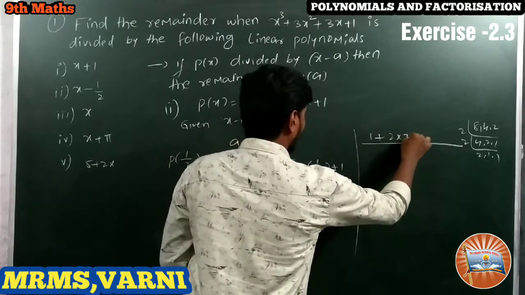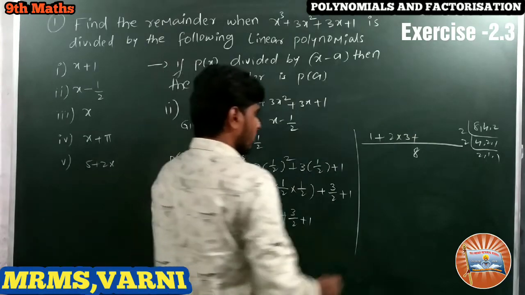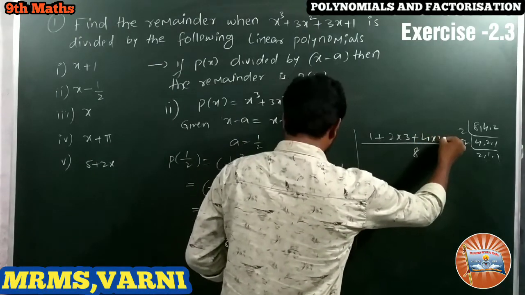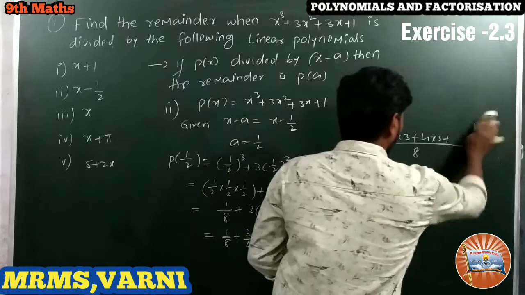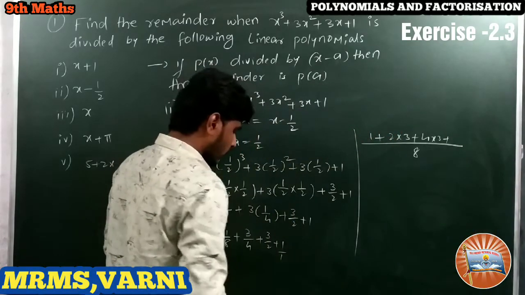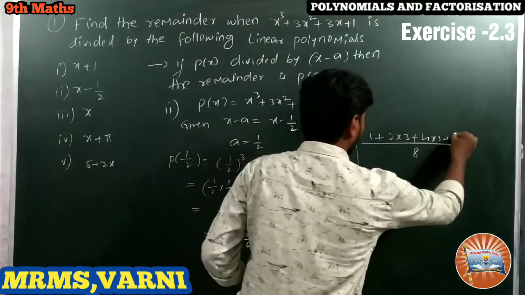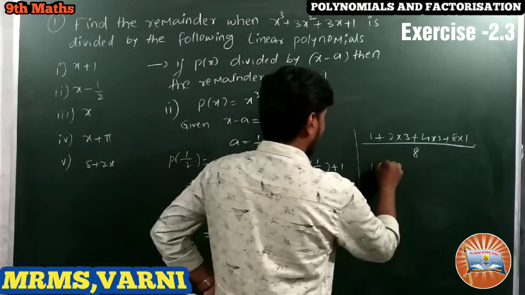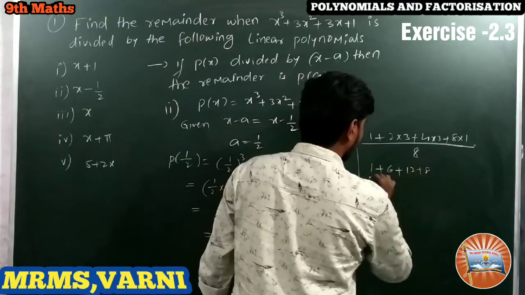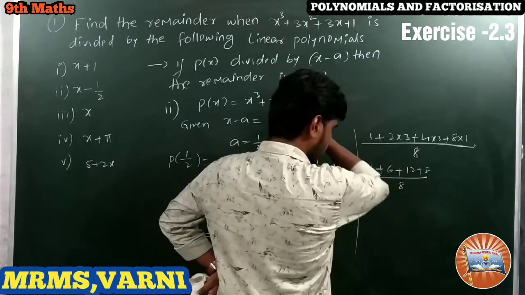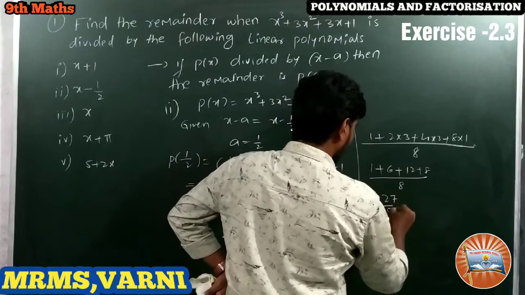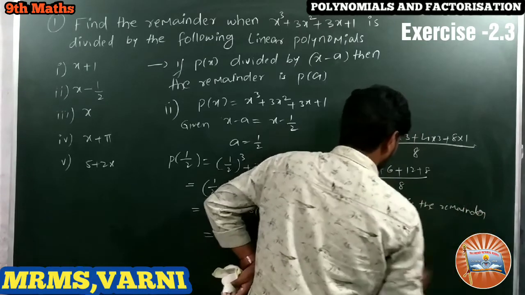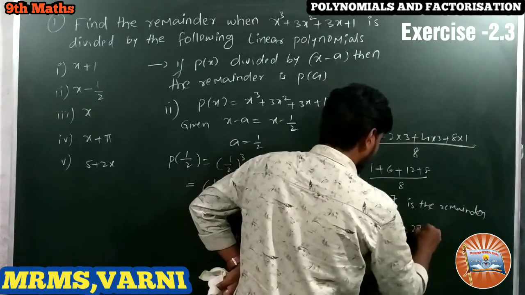2 into 3 numerator 3, plus. In 2 table, 8 comes at 4 times. So 4 into 3, plus it is 1. Okay. So in 1 table, 8 comes at 8 times. That 8 into numerator 1. Okay. Now 1 plus 6 plus 12 plus 8 by 8. So it is 27 by 8, the remainder. Okay. Nothing but p of 1 by 2 we got 27 by 8.